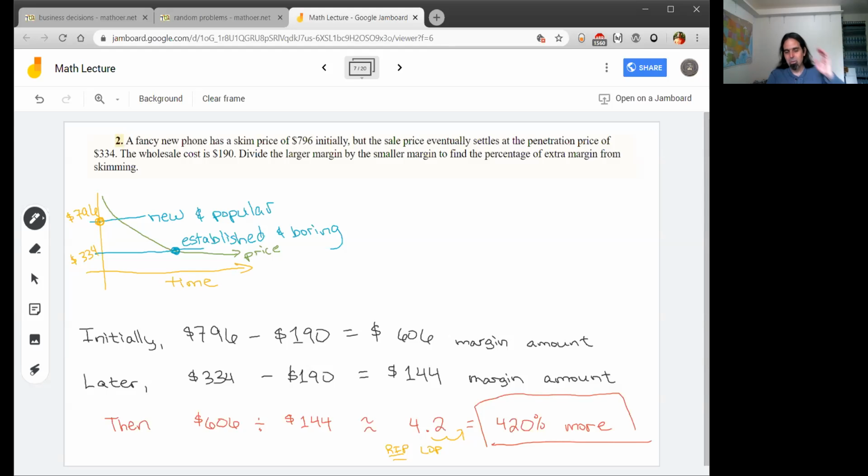So that's why it's worth it for Apple and the others to try and make such a big deal about their newest thing, because it's worth that advertising money. That's where they get their buoyancy.